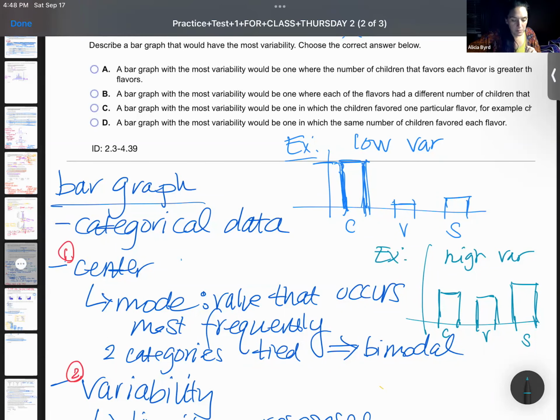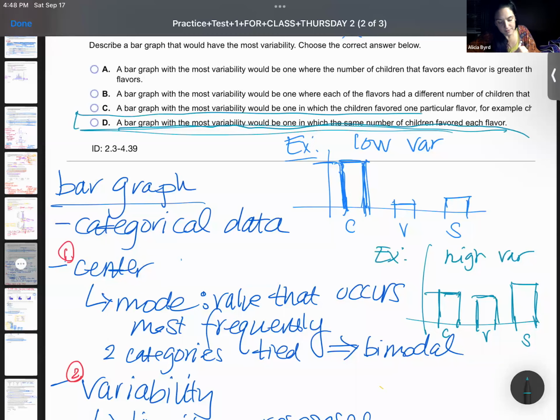A bar graph with the most variability would be where they're all exactly the same number. If these were actually even, that would be the most. So this one was actually high, not the most. Most is going to be where they're all exactly the same.